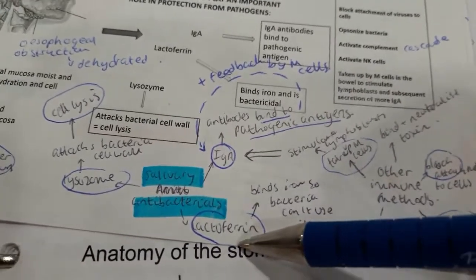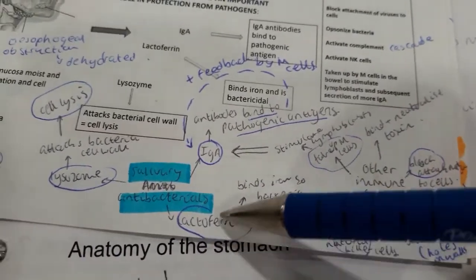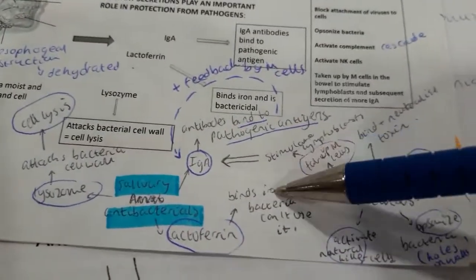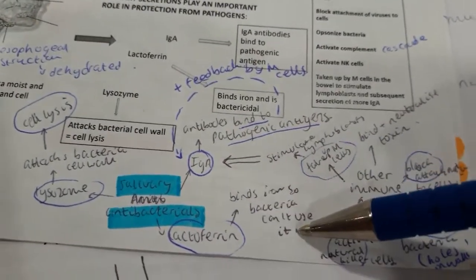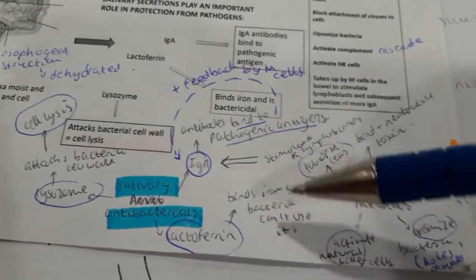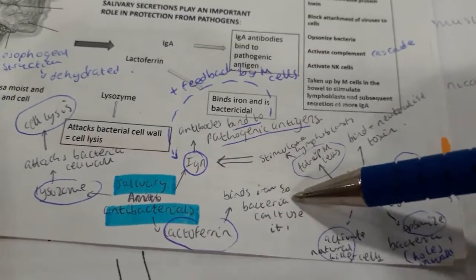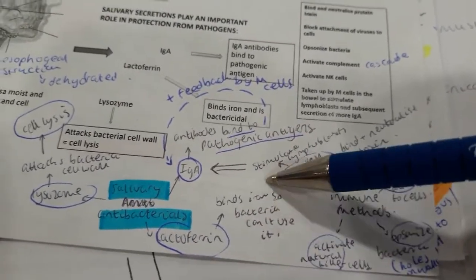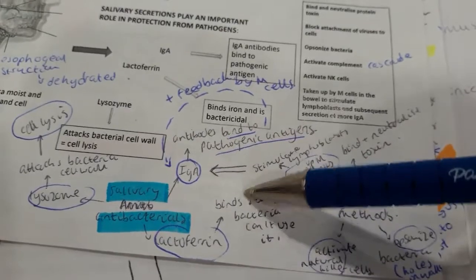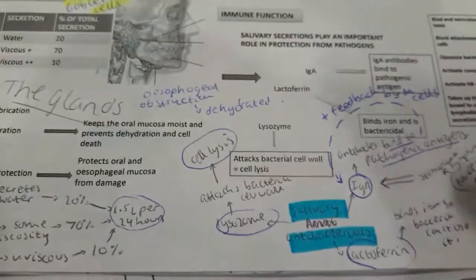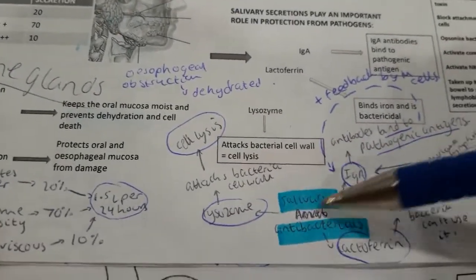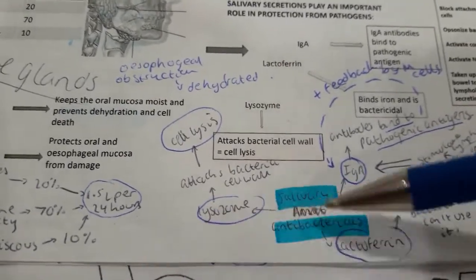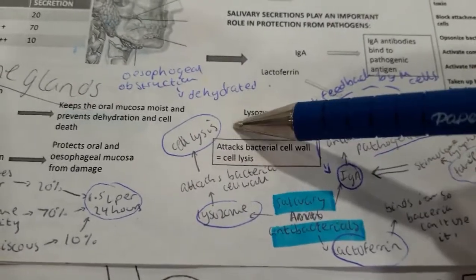The next one is lactoferrin. Lactoferrin has ferrin in the title, so it's to do with iron. It binds to iron, so bacteria can't use it. Why would bacteria need iron? Iron is necessary for cell cycle regulation. So if bacteria don't have iron, they can't proliferate. Lactoferrin binds the iron, so bacteria can't use it and can't proliferate. The next secretion after immunoglobulin A and lactoferrin is lysozyme. Lysis means splitting, so it attacks the bacterial cell wall, causing cell lysis.